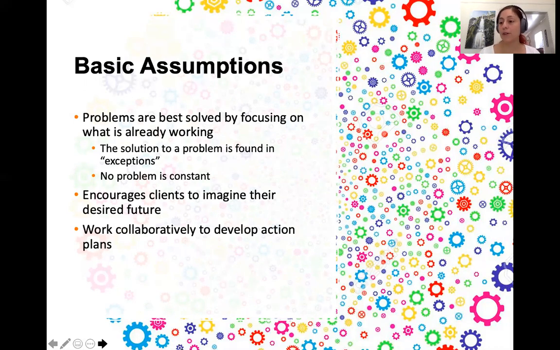This form of therapy encourages individuals to imagine the future that they want and work collaboratively with the therapist to develop a series of steps that will help them achieve their goals, or achieve that vision. This involves identifying how a client would like their life to be, rather than focusing on the past and dwelling on their problems or the origin of their problems.